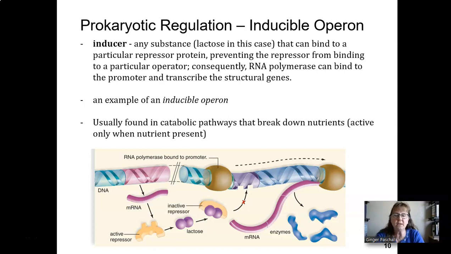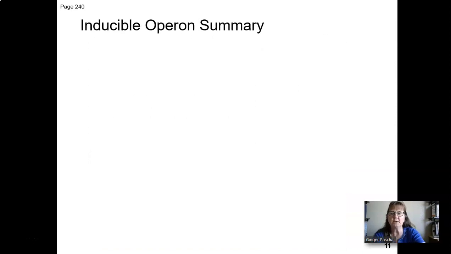It's usually found in catabolic pathways that break down nutrients. To catabolize something means to break it down. And these are generally only active when nutrients are present, because that's what this organism would be trying to break down.